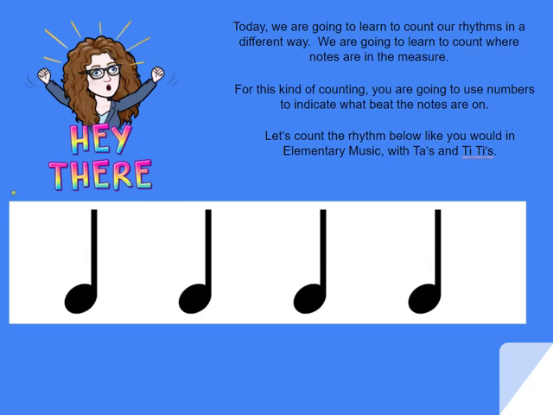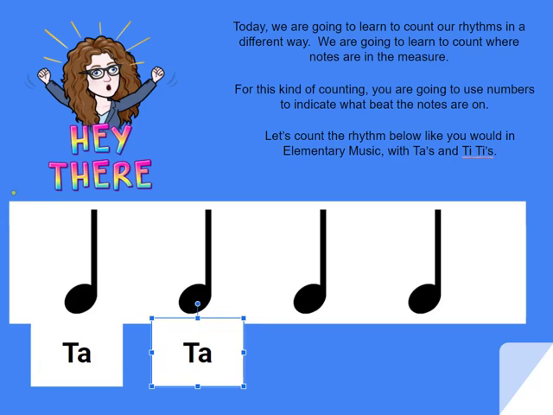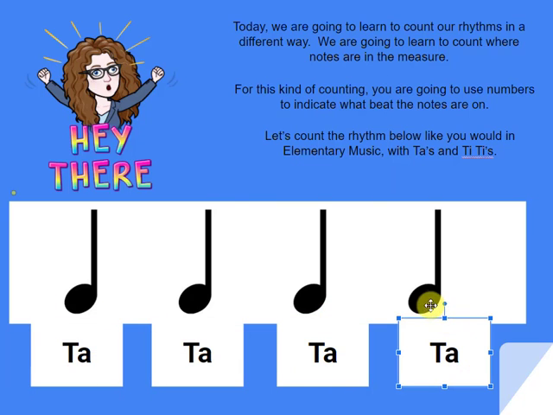So first we're going to count this like we would in elementary music, which is what we've been doing the past couple of days. So this rhythm would be ta, ta, ta, ta. And this rhythm is important because it tells us how long this note is. We know that a note that is 1 beat is considered a ta.